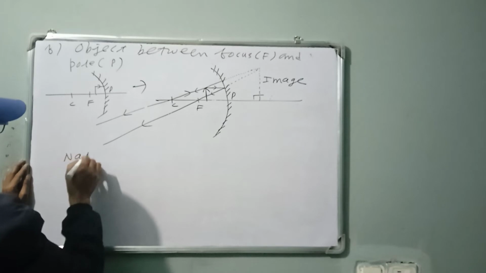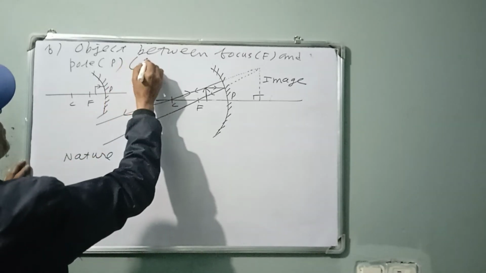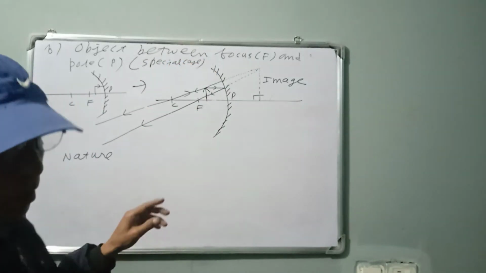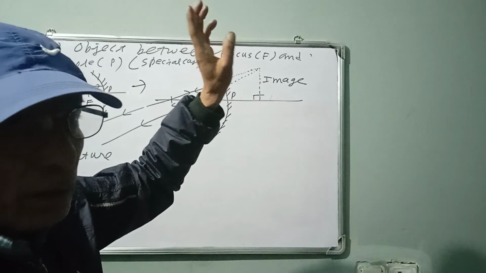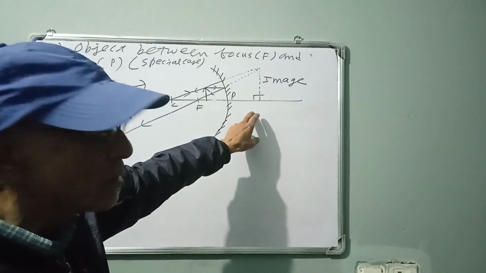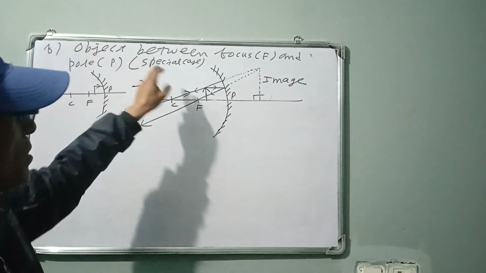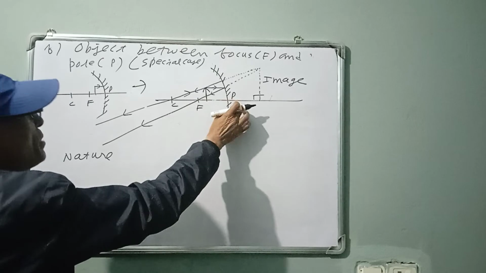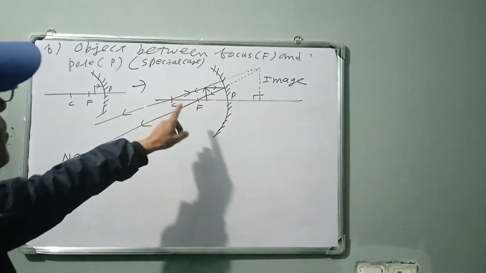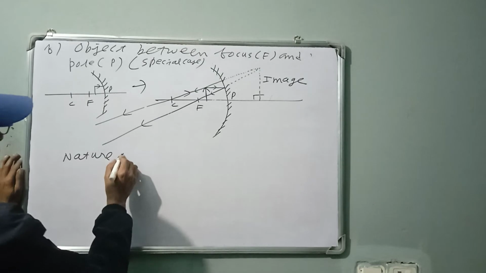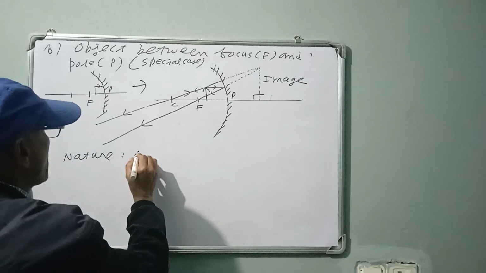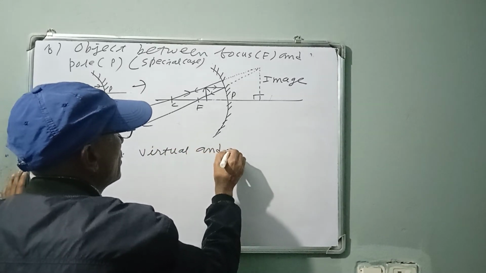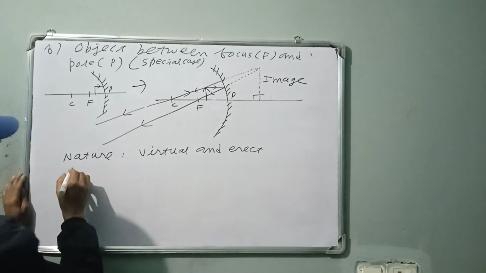What is the nature of the image? You write down this one. Special case. A concave mirror forms a virtual image only in this case. So it is a special case. When the object is placed between focus F and pole P, a virtual, erect and magnified image is formed. What is the nature? Not real and inverted. Virtual and erect.